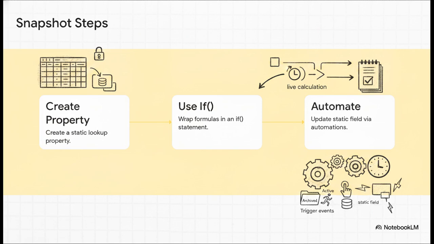First, you create that static lookup or snapshot property in your database. Second, you wrap your complex formulas in an if statement to dictate when those live calculations are actually needed. So for example, if a project status is marked as archived or saved, your formula can just pull the text from the static snapshot property. It only runs the live, heavy calculations when the status is strictly active. And finally, you use automations to update that static field at specific intervals or trigger events. That permanently captures the data so your formula can finally take a rest.